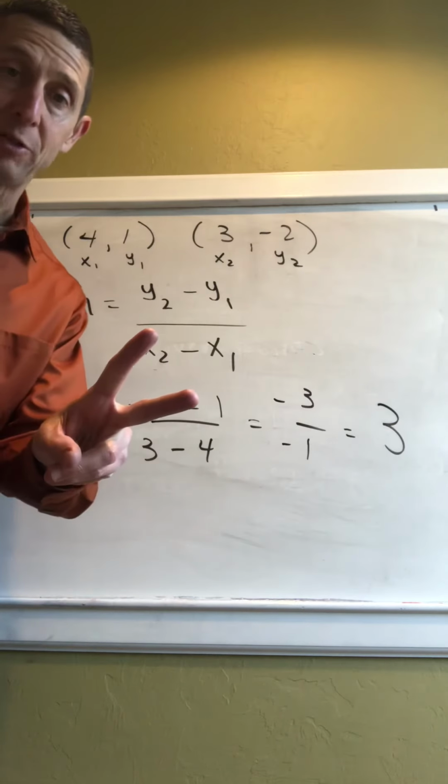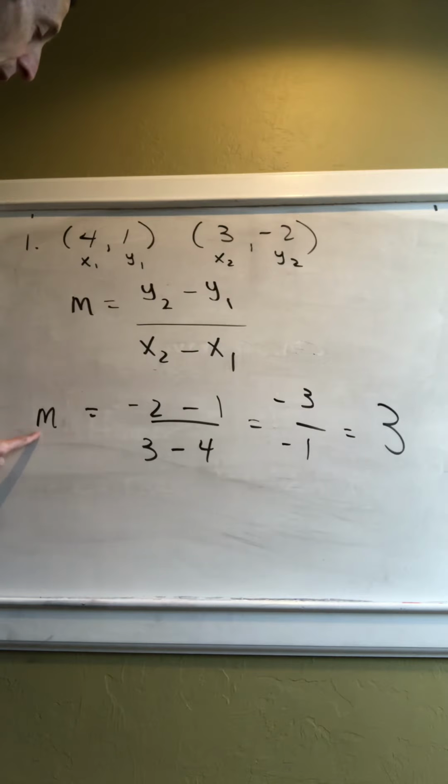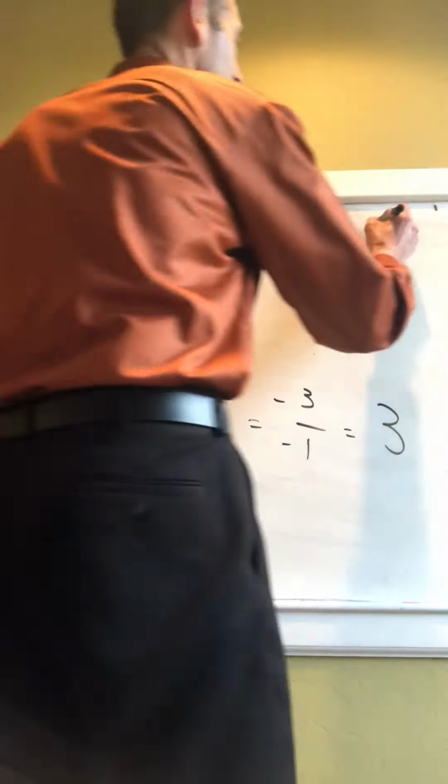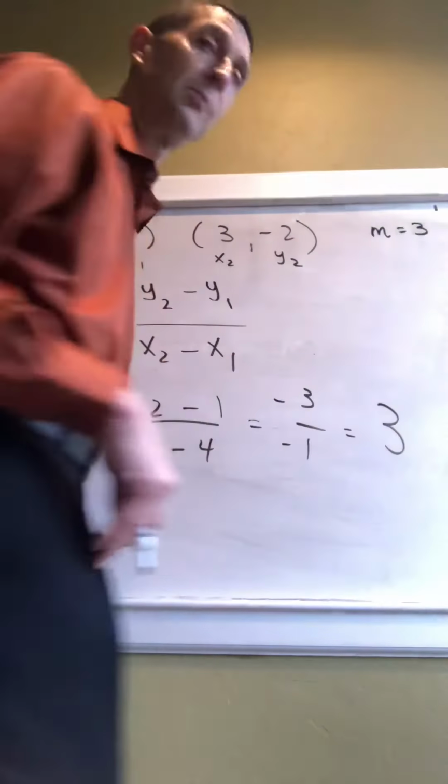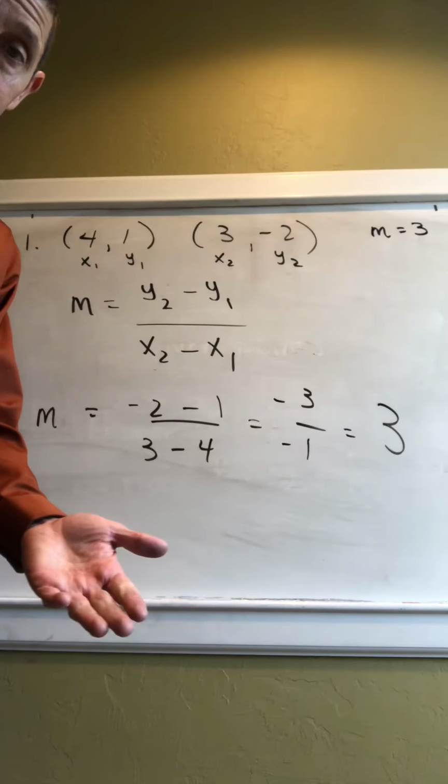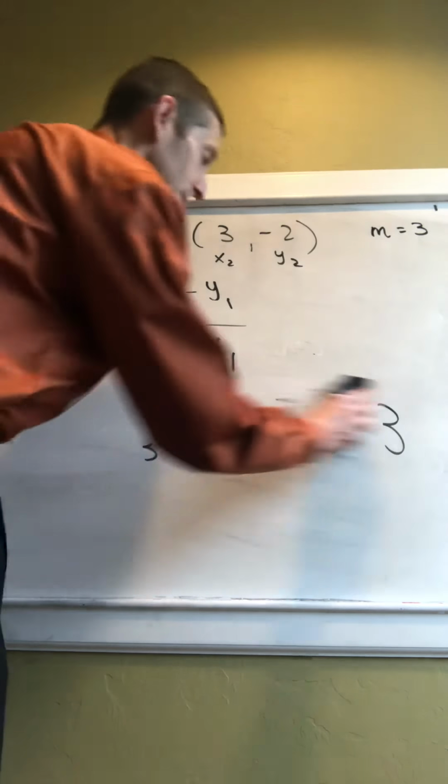All right, so you've got to find 2 things. The first thing you just found, M equals 3. Kind of write yourself a little note right there. M equals 3. So you found M. Now you've got to find B.